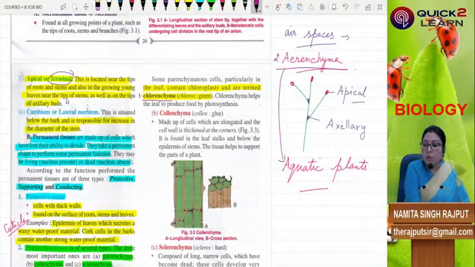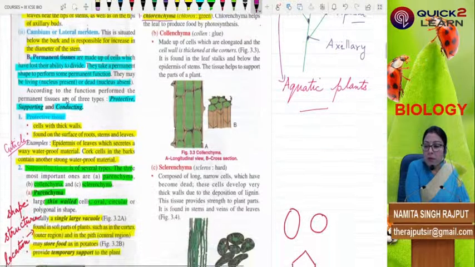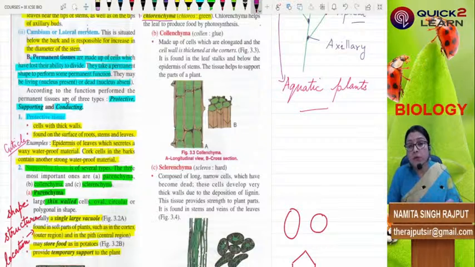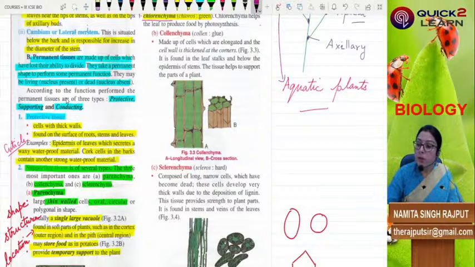Now, number 2 is diagrams. You must do the diagrams of parenchyma, collenchyma and sclerenchyma, because sometimes they ask, write one characteristic and draw the diagram in 2 marks or 3 marks. These kinds of questions can be asked. So you must know their rough diagrams.